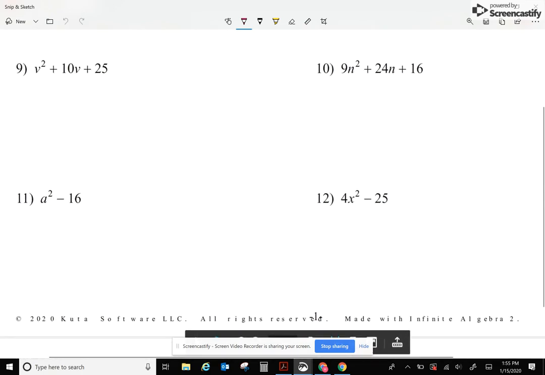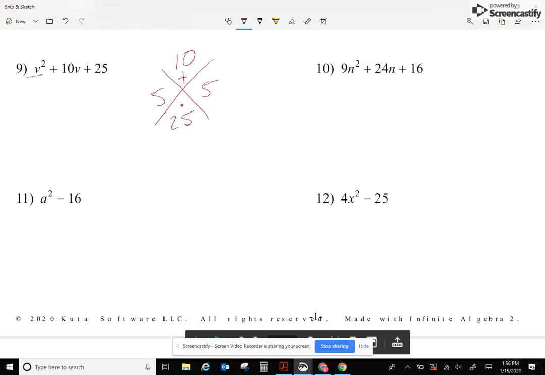Today we're going to be looking at special cases. The X method that I showed before always works. Looking at question number 9, I can just say I'm looking for two numbers that multiplied equal 25, but when I add them it's equal to 10. I can easily think, well, this is 5 and 5.